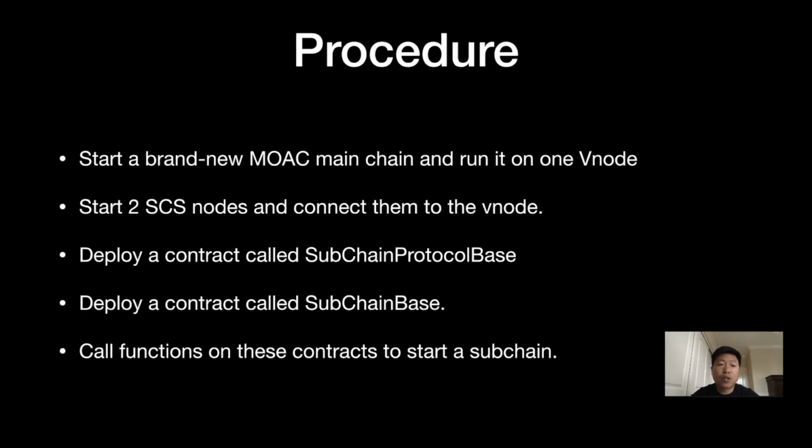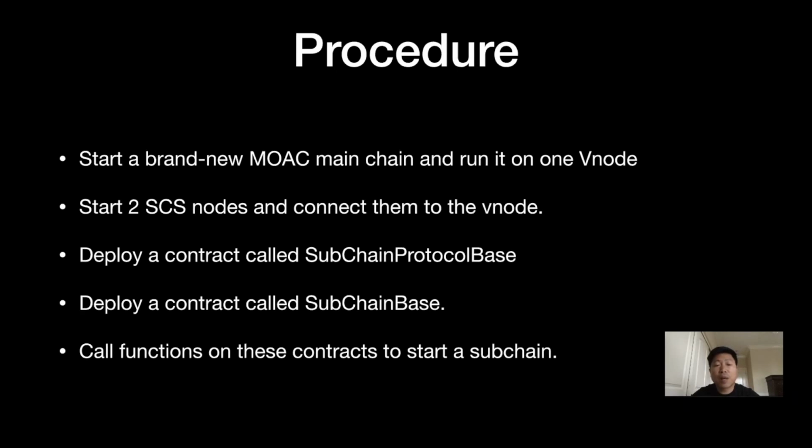Second, we're going to start two SCS nodes. The reason we're going to show two SCS nodes is because we want to show how the two nodes will build blocks once the subchain is created. And then at this point, we want to show you how to connect those two SCS nodes to the vnodes.